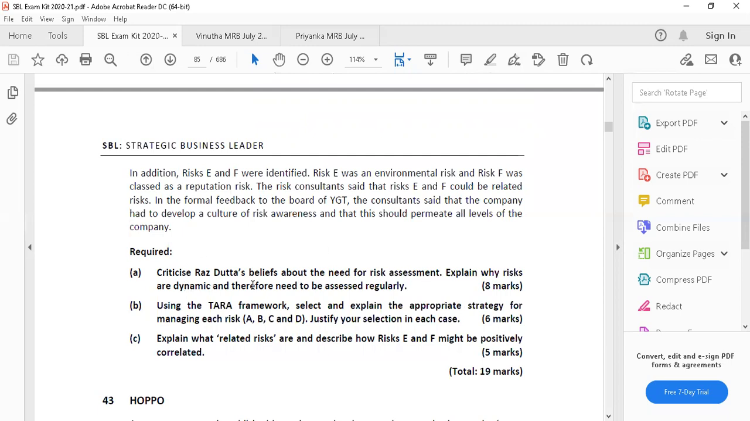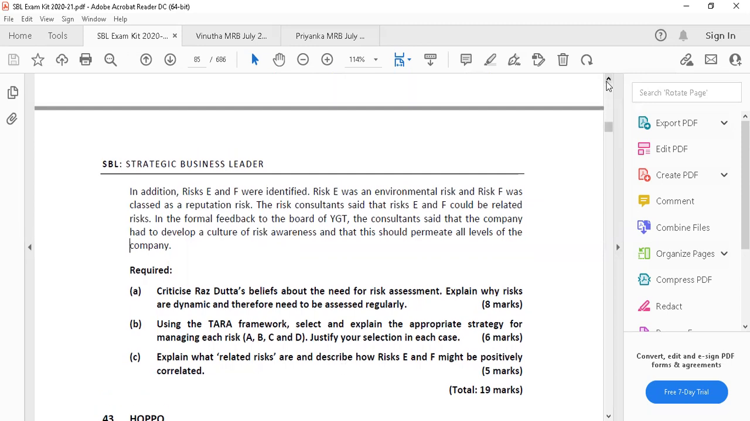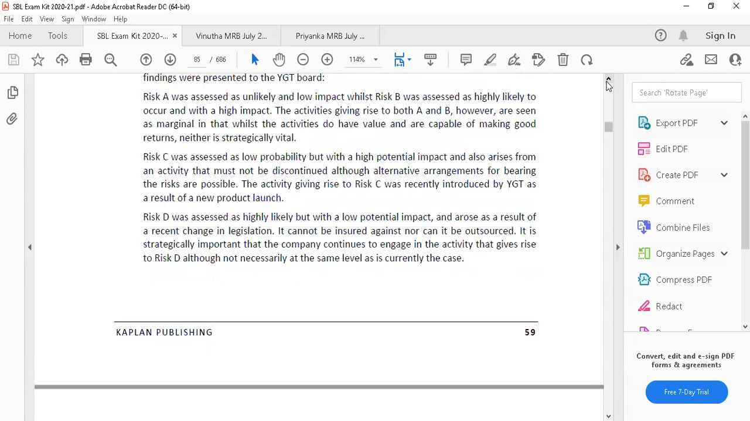Explain why risks are dynamic and therefore need to be assessed regularly. Using the TARA framework, select and explain the appropriate strategy for managing all these risks. Explain what related risks are and describe how risks E and F might be positively correlated. I'll put this one in an Excel file.